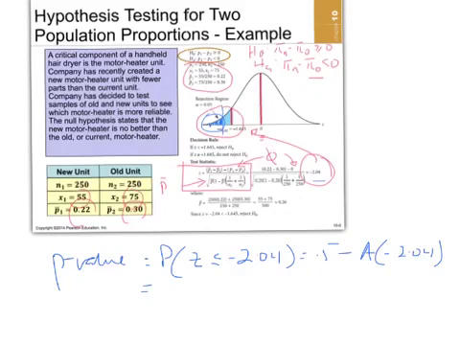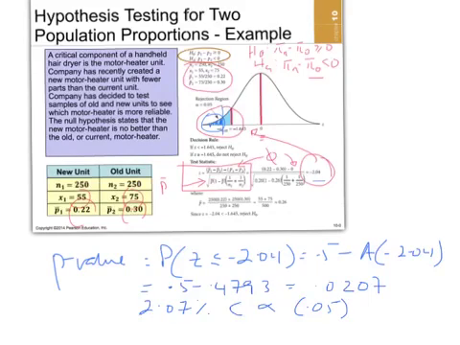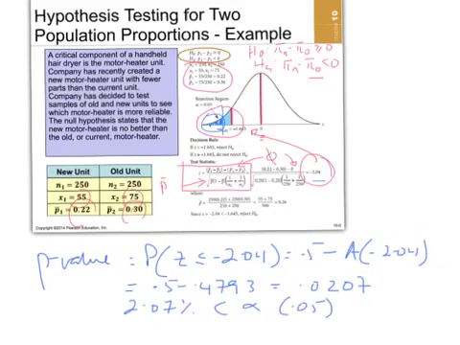So let's look that up and see what that turns out to be. The area associated with negative 2.04 turns out to be, when I look at my table here, 0.4793. So our p-value is 0.5 minus 0.4793, which gives us 0.0207, or 2.07%. If you compare this to alpha, it's definitely less than alpha, which is 0.05. And therefore, we would have rejected the null hypothesis on the basis of the p-value alone.